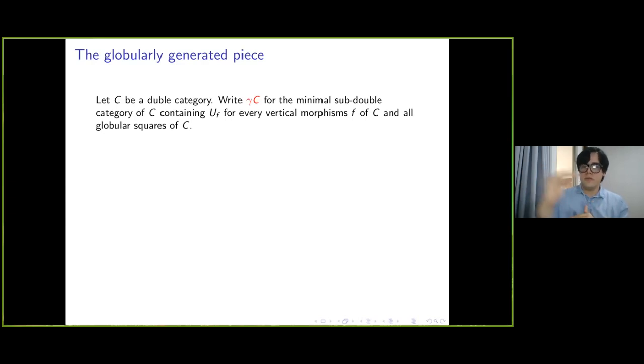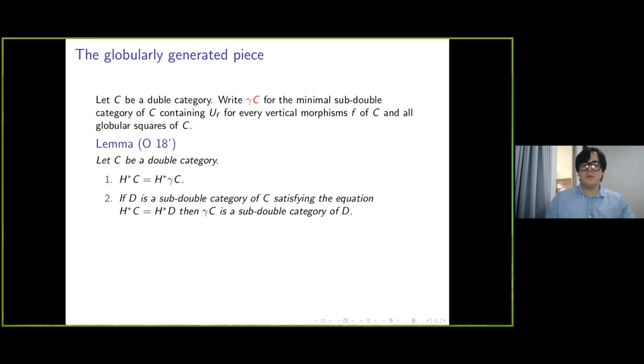If we have a solution, then we can restrict it to the smallest possible solution within that larger solution. So suppose C is a double category. Write γC for the minimal sub-double category of C containing all the horizontal identities and all the globular squares of C. So this is γC, with γ for globular. So we have this lemma. If C is a double category, then the decorated horizontalization of C is equal to the decorated horizontalization of γC. So the decorated horizontalization of a double category is the same as that of this smaller category.